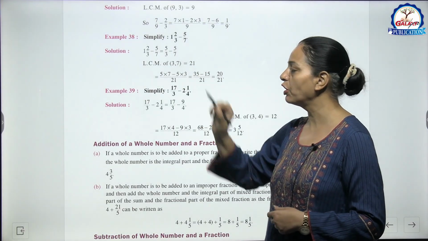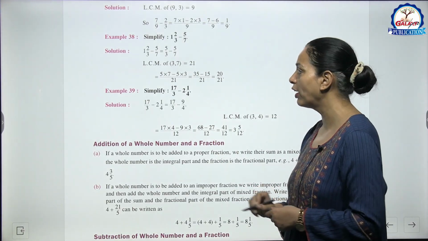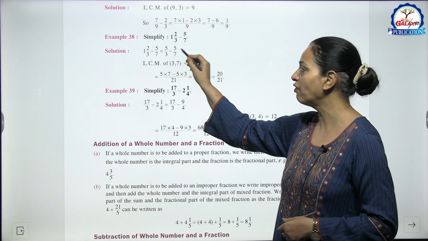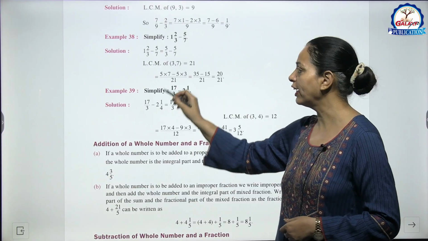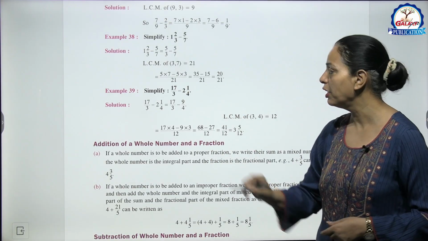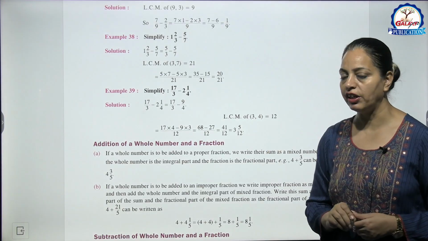Take the LCM of denominators, that is 21. Now 3 7s are 21, 5 7s are 35, 7 3s are 21, 5 3s are 15. So what we are getting, 5 into 7, 35 minus 15 upon 21, means 20 upon 21.